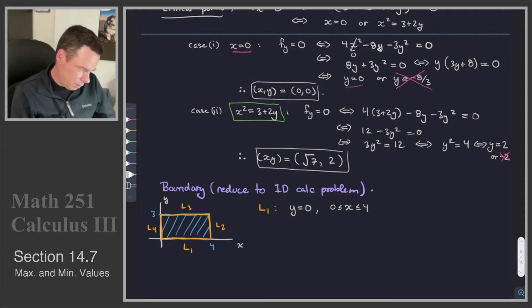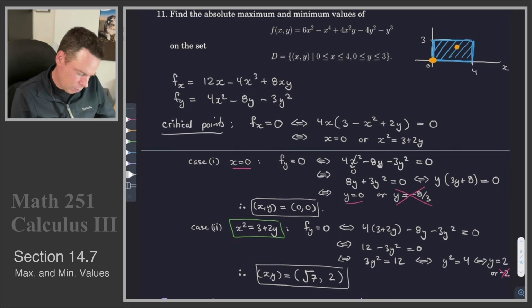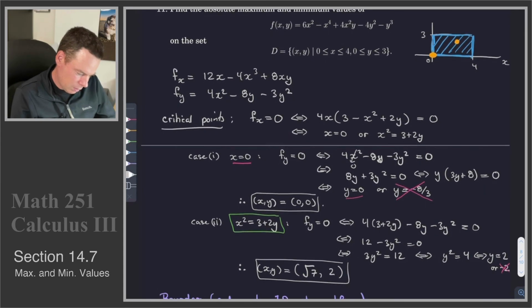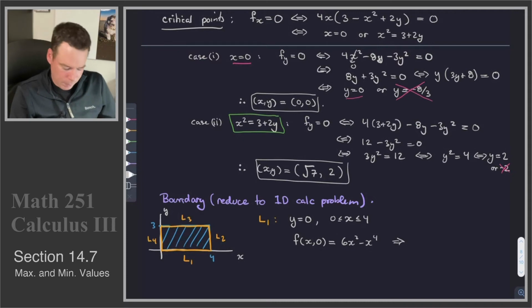So what is it? Well, we're going to write down what our function is on this particular curve. It's f(x, 0). Looking at the top, f(x, y) with y equal to 0, so that's going to be 6x squared minus x to the fourth. I want to know what are the maximum and minimum values of this. This is a 1D calculus problem now. What are the maximum values of this function of a single variable?